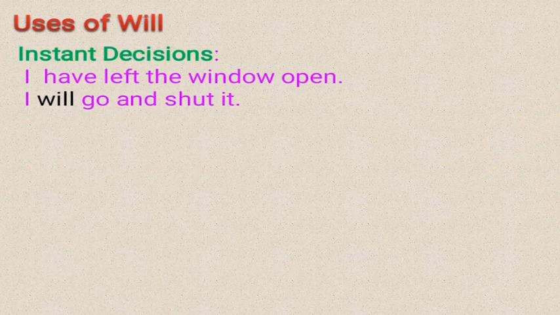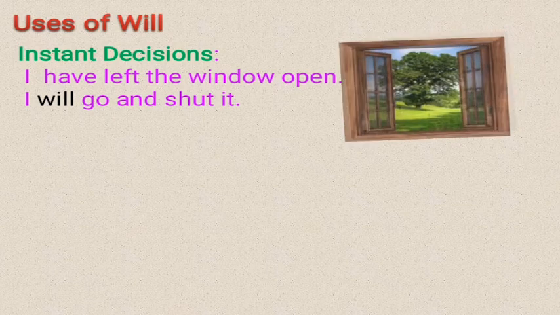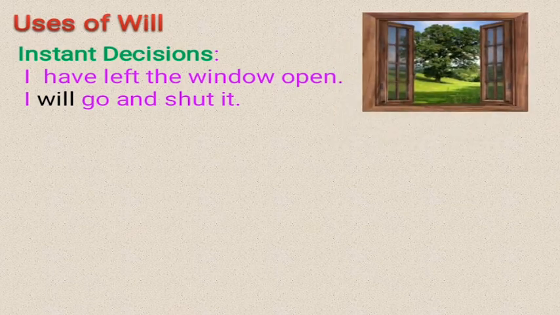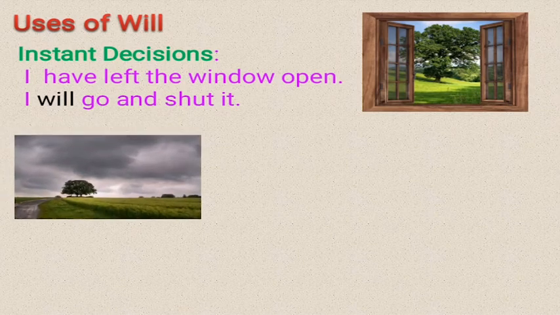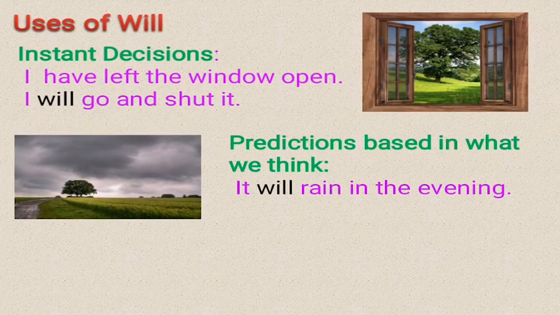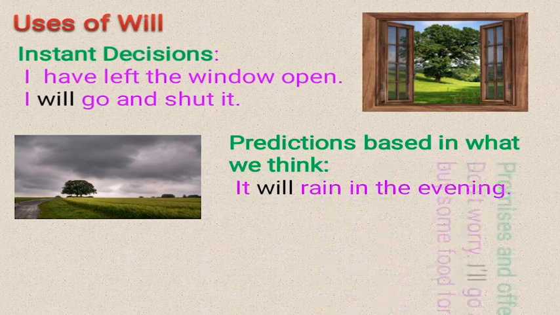So, will is also used to talk about instant decisions. For example, I have left the window open. I will go and shut it. So, here this is an instant decision taken to shut the window. Will is also used when you predict something based on what you think. Here, looking at the cloudy weather, we can predict that it will rain in the evening.